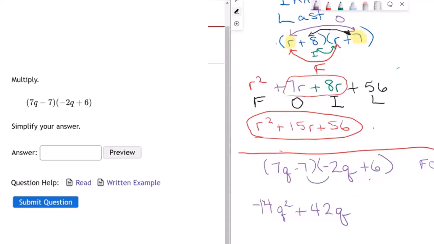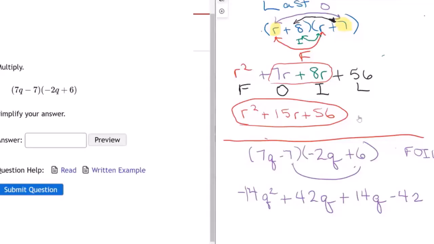Inner times inner is these two. Negative 7 by negative 2. Right, so it's going to be positive 14q. And then I have last, negative 7 by 6. Right, 42. Then I combine like terms. I have minus 14q squared. I combine these two. I get plus 56q minus 42. And I'm done. That's it.